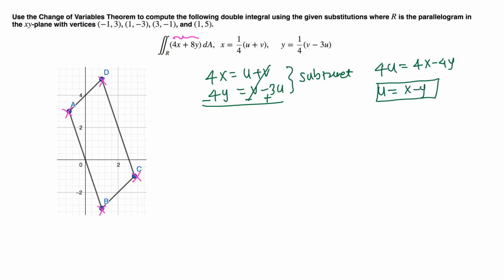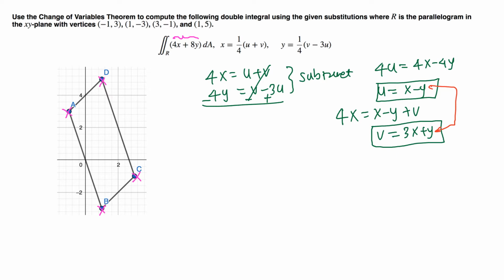Okay, let's plug this into one of these equations. 4x equals u plus v. u is x minus y plus v. Isolate v here, subtract x, add y, 4x minus x is 3x plus y. So v equals 3x plus y. Okay, so we have these two new equations.